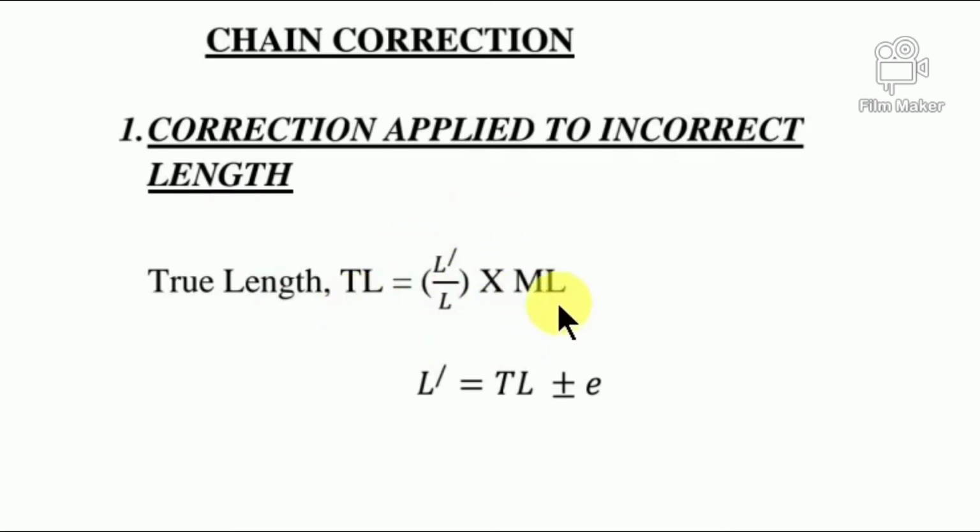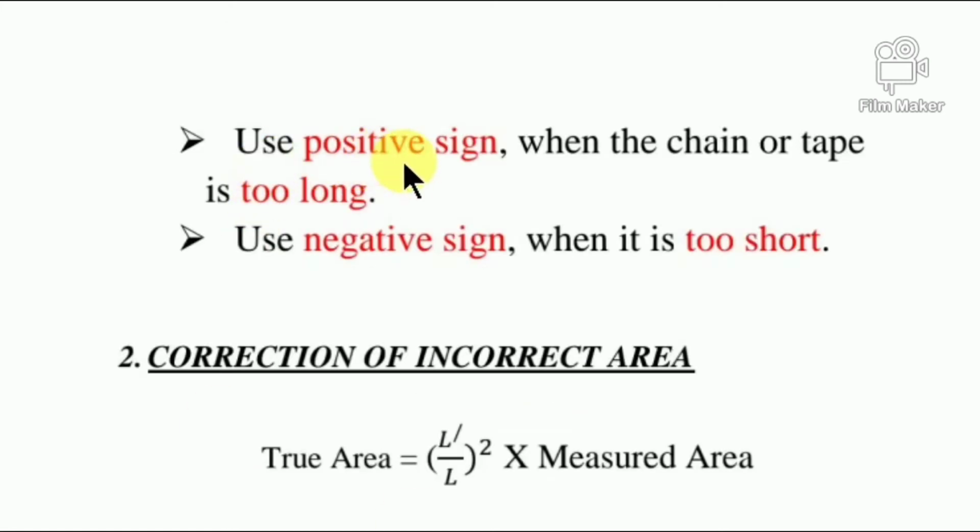Now what are all these? ML is our measured length. Then this capital L is the standard or true length of chain. That means this capital L is our actual length of the chain. And L dash is our true length plus minus error. That means the incorrect length which we got may be greater than the original length, that is plus error, or it may be less than the original length, that is minus error. So when to use positive and when to use negative sign? We use the positive sign when the chain or tape is too long, and we use negative sign when it is too short. Just remember this.